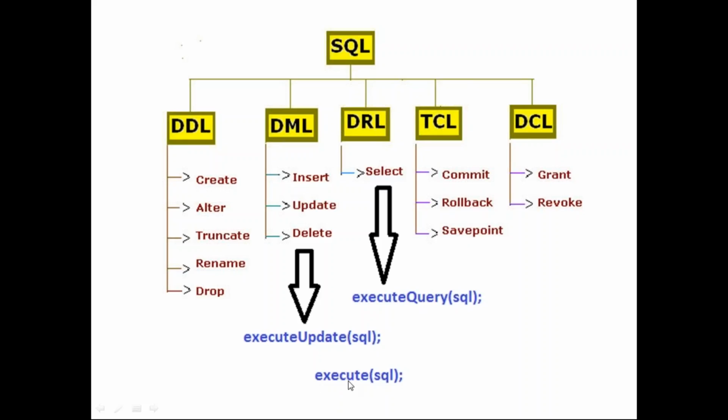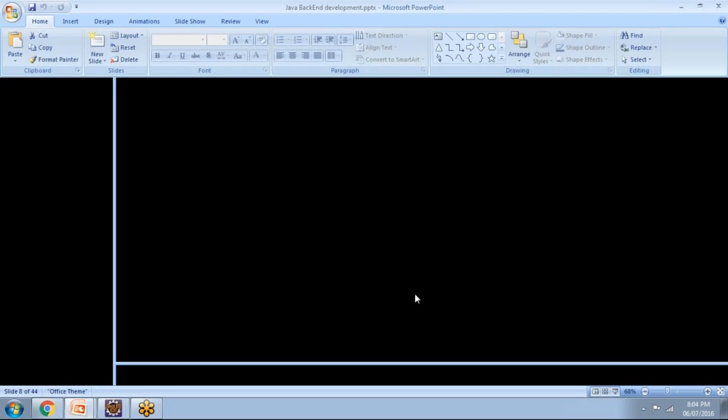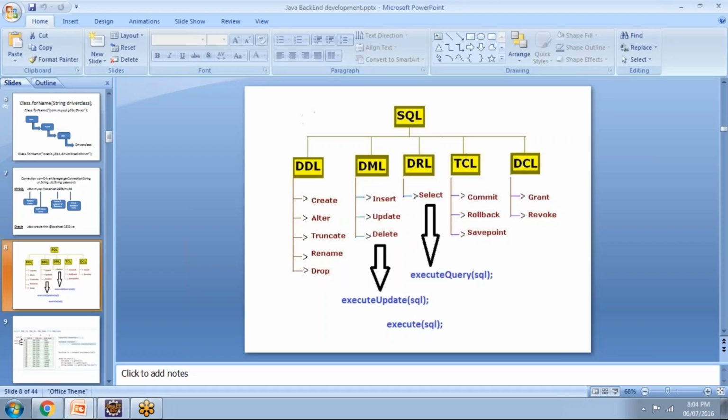So when we use the execute method, the third one, we can't be sure whether your data is modified in the database or not. That's why the third method is generally not used. So two methods are generally used: execute update and execute query. So right now we are executing a select statement. That's why I will use the execute query method. So statement dot execute query.